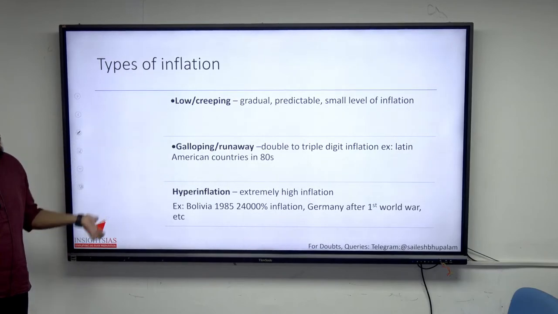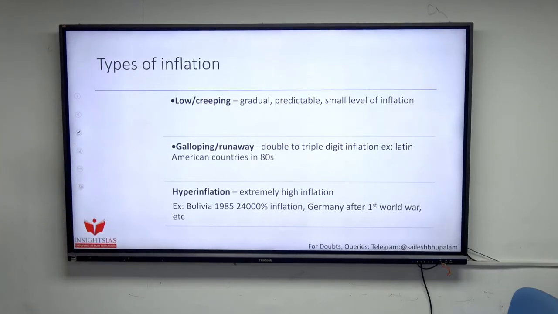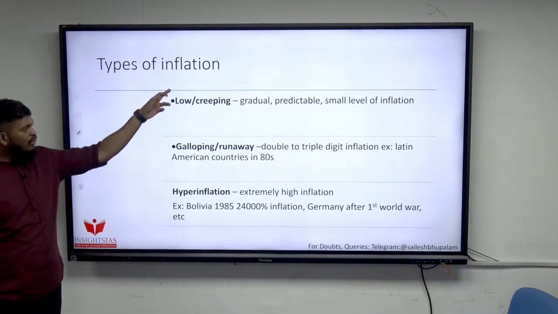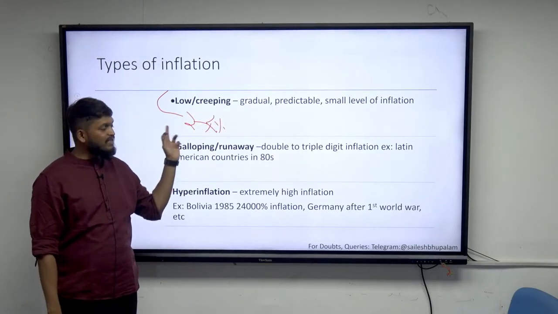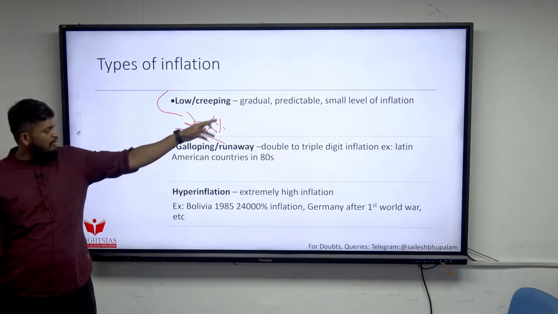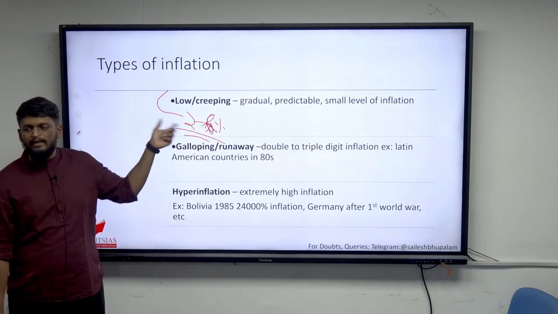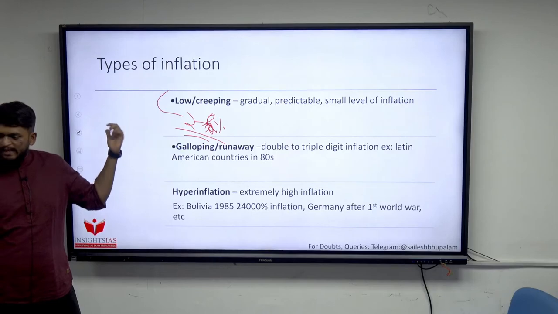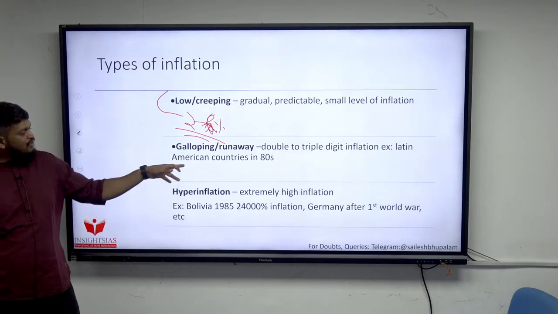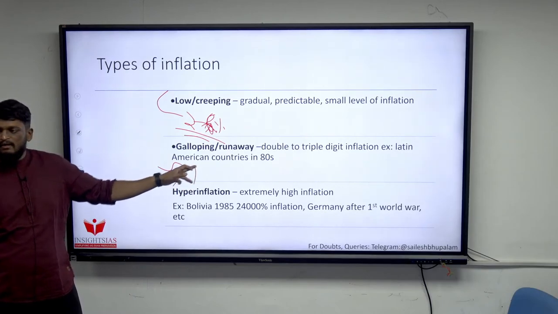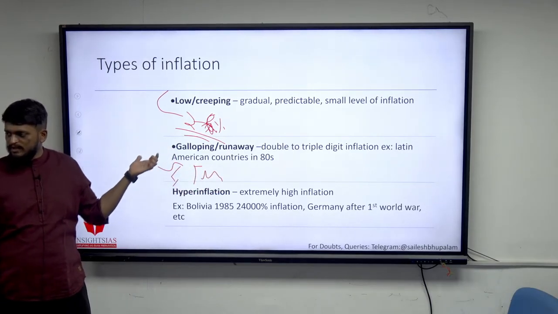Another type of classification is based on how much inflation is happening. This is very simple. The ideal situation is low and creeping. Whatever is desirable, 2 to 6%, we can assume it to be low or creeping. It is a healthy level of inflation. If it becomes too much, it is galloping or runaway, double to triple digit. Recently Sri Lanka and Turkey are examples of double to triple digit.